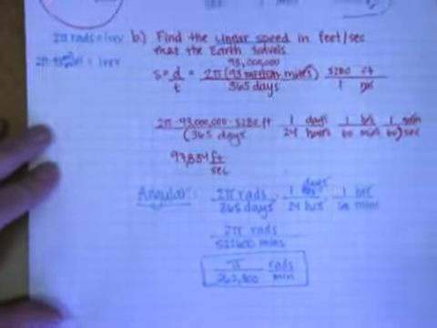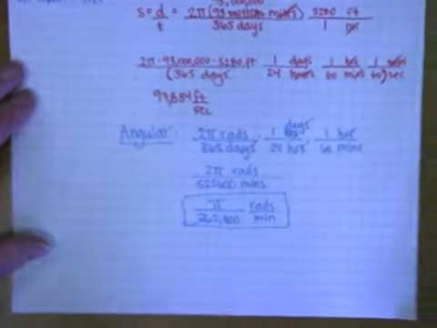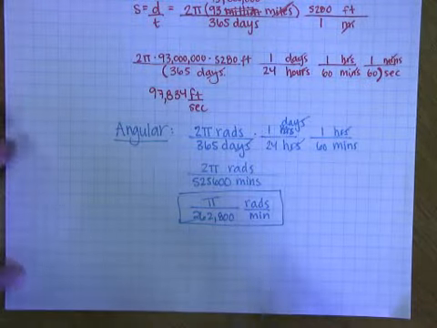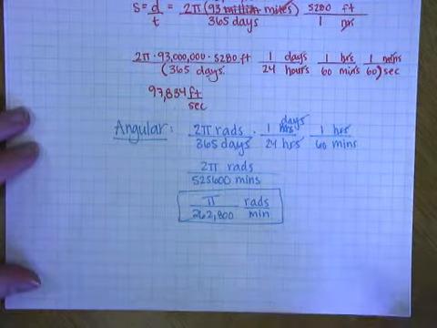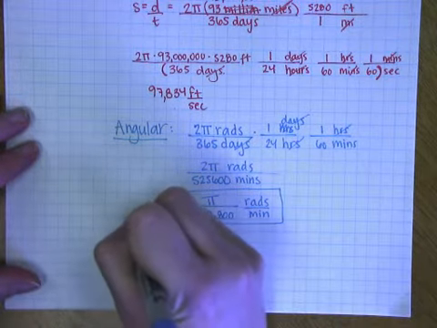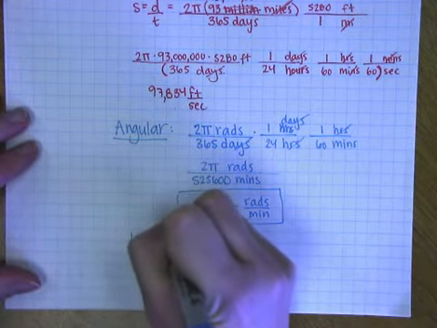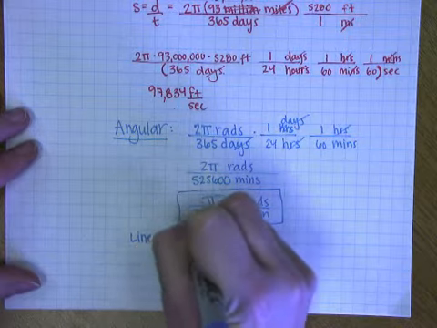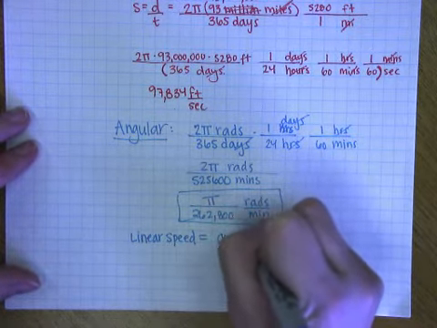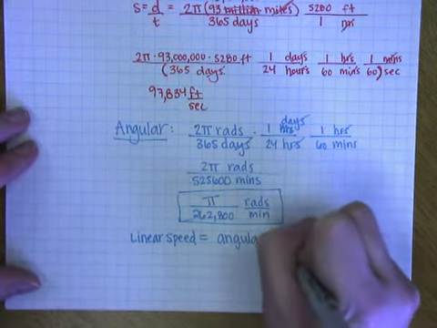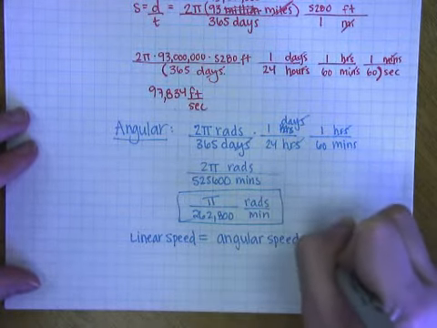Okay. One last thing. I know these have been long notes. I apologize. Hopefully you've skipped through some of my rambling. There's a relationship between linear and angular speed that we noticed today in class that's kind of a nice one. And it's that linear speed is equal to the angular speed times the radius.